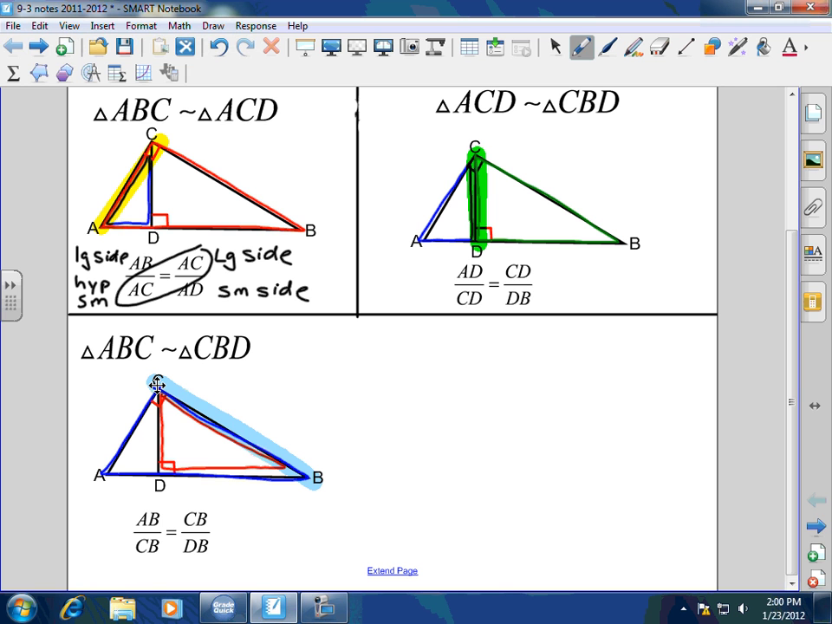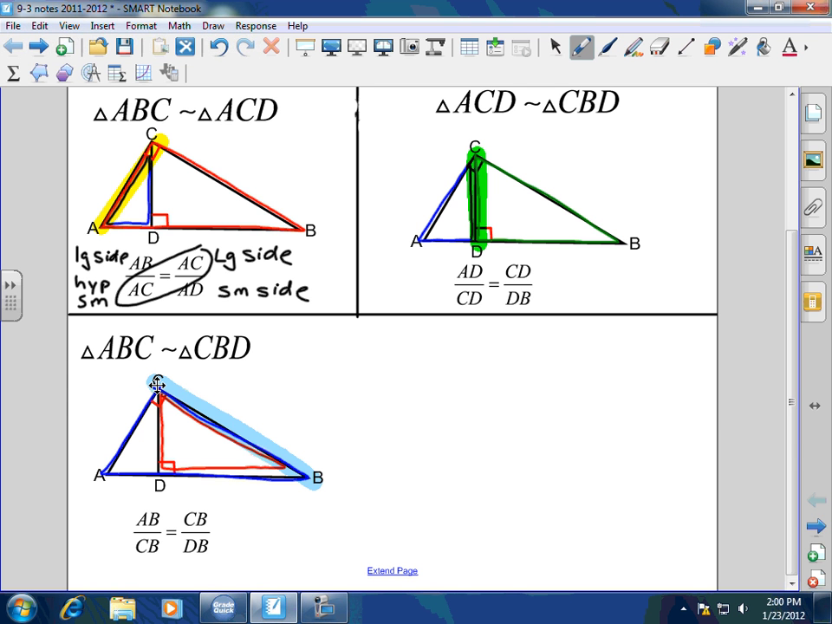So let's go back to the top. AB, which is large, to shared side AC. Shared side AC to AD from the small. Done. AD, small blue, to shared side CD. Shared side CD to DB, large green. Third one. AB, which is the large side, to shared side CB. Shared side CB to DB, which is the small side of the red triangle.